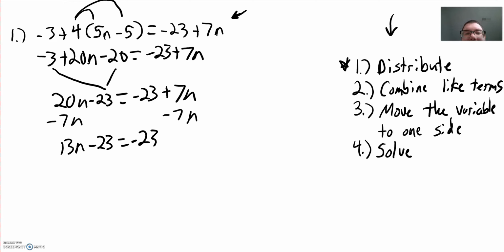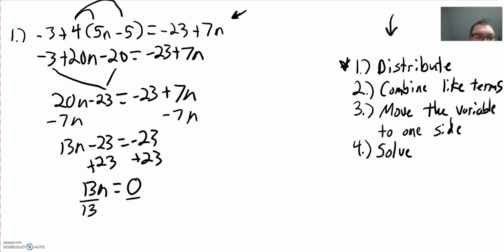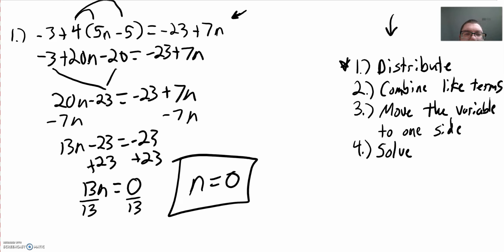And now it's a party problem, right? I've got a best friend and acquaintance. I move the acquaintance first. He's negative, so I'm going to add 23 to each side. And that would give me 13n is equal to 0. Still not quite done. Got to get the n by itself, so I'm going to divide by 13 because it's multiplying. And if I have nothing and divide nothing 13 times, I still have nothing. So n is equal to 0 would be my answer.